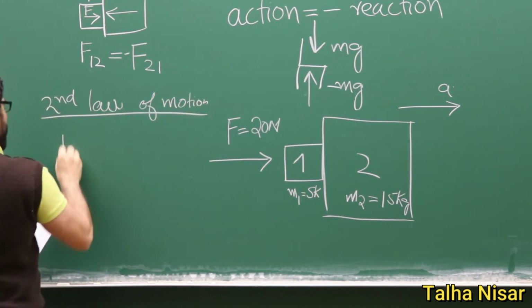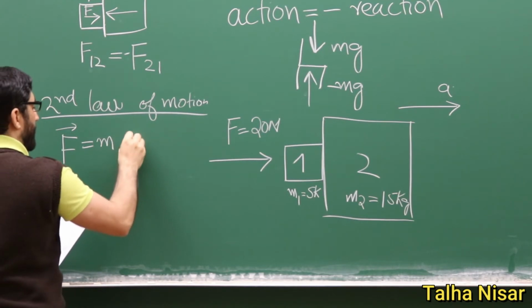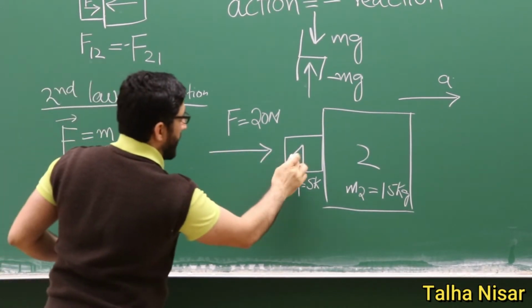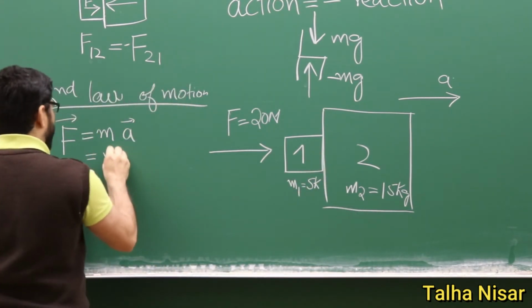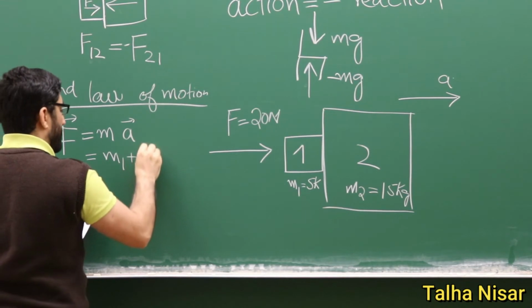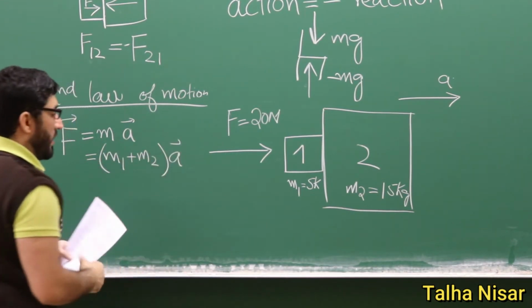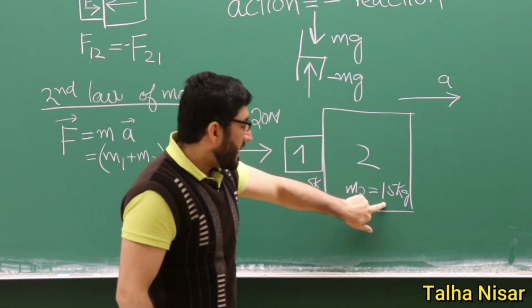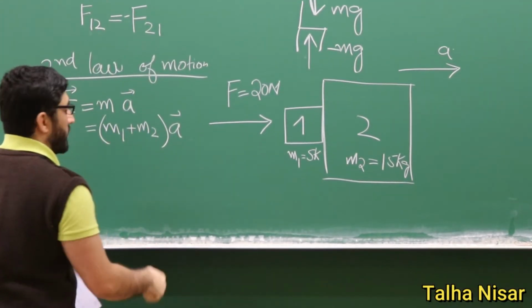So we have F equals ma. Here we have two masses, m1 and m2, so we have m1 plus m2 and the acceleration. m1 is 5 kgs and m2 is 15 kgs, so the total mass is 20 kgs.